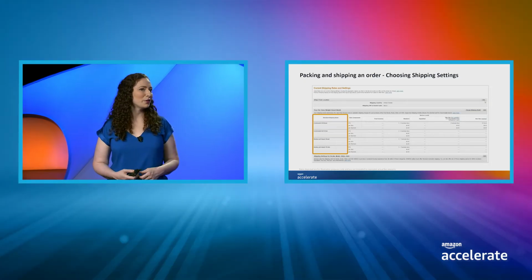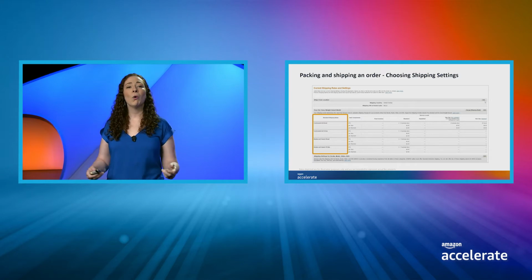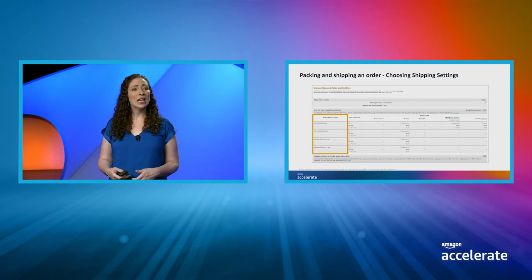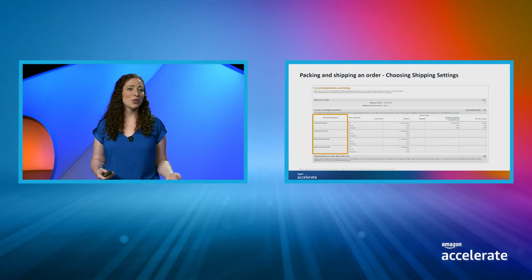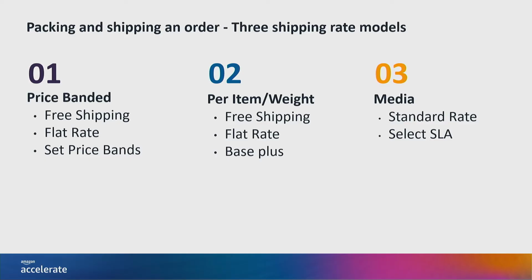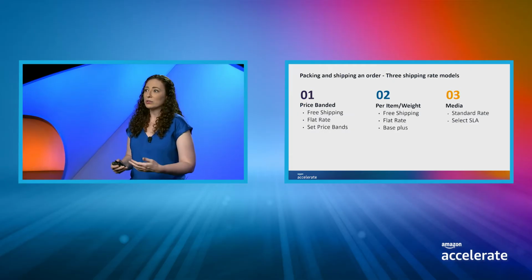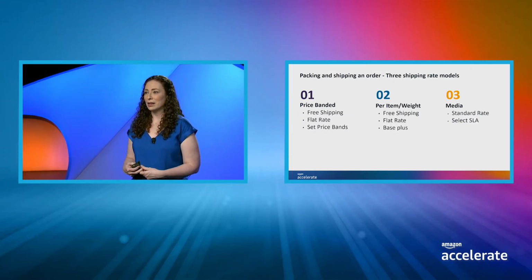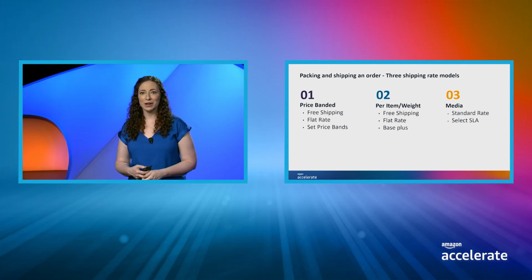You can choose to offer free shipping, a flat rate, or by weight or by item. If none of these options meet your needs, there is a shipping override template where you can customize by item. More on that in a moment. There are 3 main models for shipping rates on Amazon. You could choose the price banded model where you can offer free shipping, a flat rate, or create price bands based on the order total. For example, an order of $0 to $25 would have one shipping price, but another price for orders over $25.